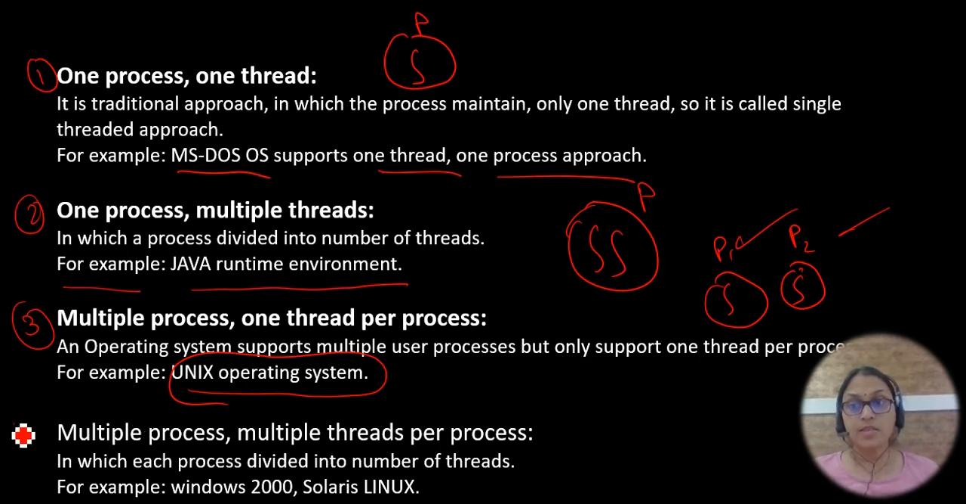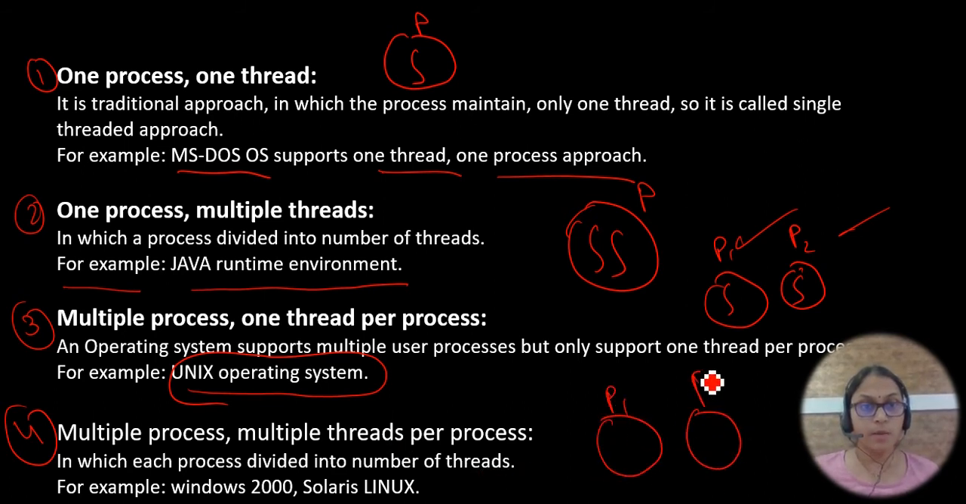Next is multiple processes, multiple threads per process. You use multiple processes P1 and P2, and each process uses multiple threads. Which operating systems use this concept? Windows 2000, Solaris and Linux, and nowadays the latest versions of operating systems use the concept of multiple processes and multiple threads per process. So this is about multi-threading in operating systems.